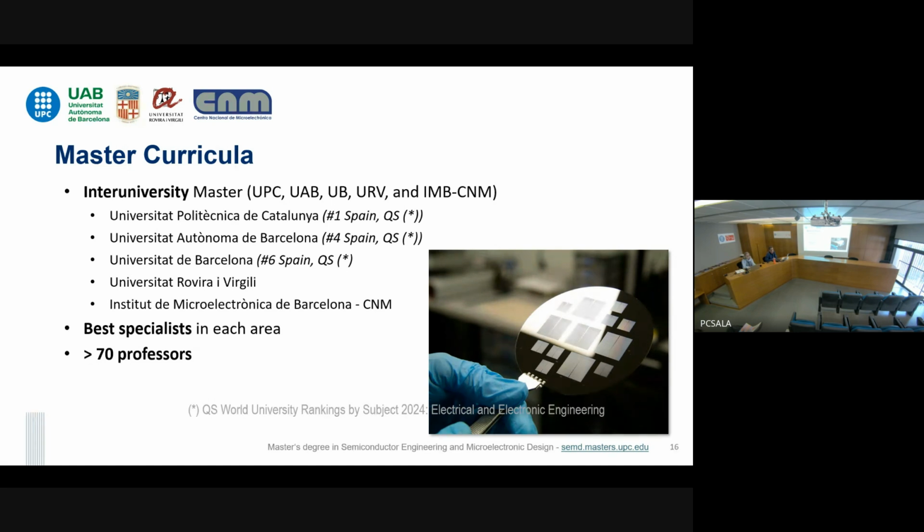So you don't have just 1 professor or 2 professors in each course. Typically you have 4 or 5 different professors, each teaching their own specialty. So you have the best specialties in the area. Actually, now there are more than 70 professors delivering courses, and now there are just 30 students. So the ratio between professors and students is large, and this is the way to have the best specialties teaching.